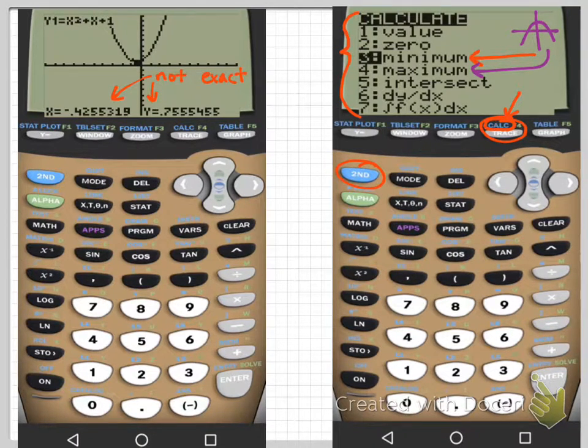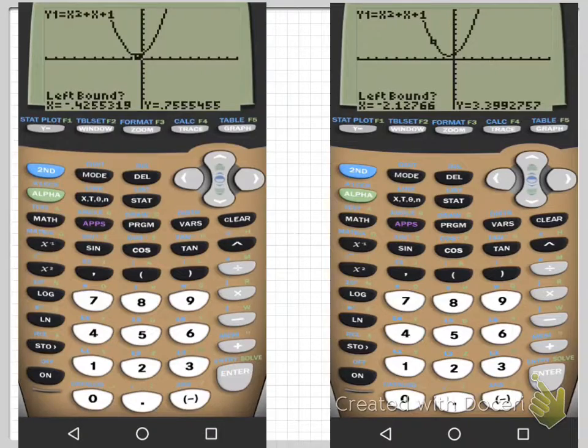And when you press enter on, you can go down to 3, or you can just press the number 3. When you do either of those, then you get a screen that looks like this on the left right here. Notice it's asking us a question. It's saying left bound. Well, that question left bound is the calculator's way of asking, can you show me the left side, mark somewhere that's to the left of this minimum?